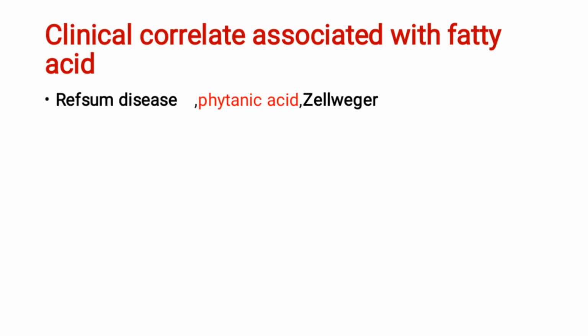I told you about Refsum disease and phytanic acid the other time, as well as Zellweger's. I told you that Zellweger's is a result of deficiency of the peroxisome, which is an organelle that plays a role in very long chain fatty acid oxidation. And I told you about phytanic acid being a branched chain fatty acid with 20 carbons.